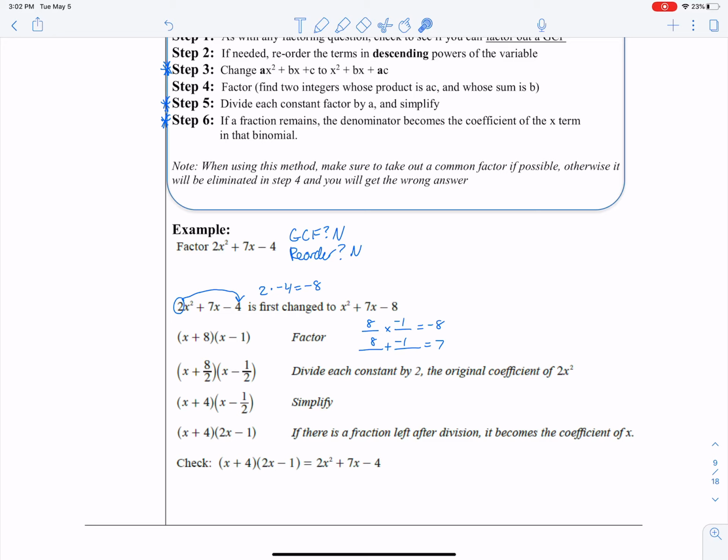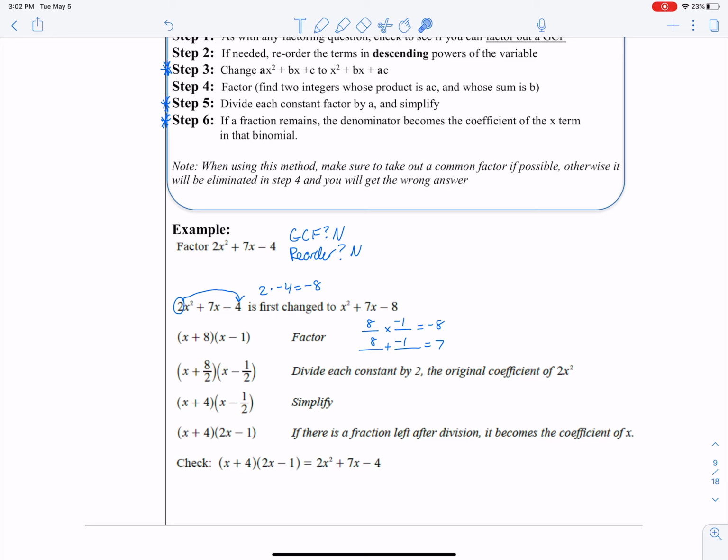If a fraction remains, like our 1 over 2, the denominator becomes the coefficient of the x term. What does that mean? It means that this 2, instead of being here, because we don't want a fraction in our final answer, is going to move right here in front of the x. So we get 2x, and then it disappears, and we just get the -1 on the top. So our final answer is x plus 4, 2x minus 1.